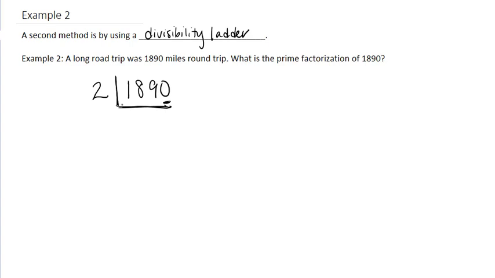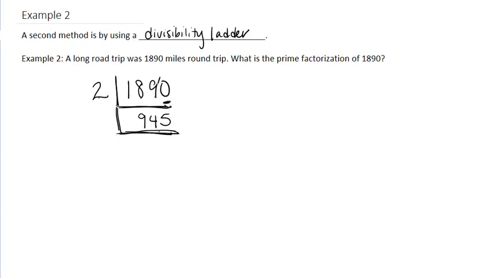Now, how many times can 2 go into 1,890? What we kind of do is, 2 can go into 18 9 times. Now, 2 can go into 9 4 times, but we have a carryover because 2 times 4 is 8. So 9 minus 8 is 1, and we carry that 1 over to 10. Now, 2 can go into 10 5 times. So we just did long division in a much simpler way in this bracket. And that's how you do our divisibility ladder.